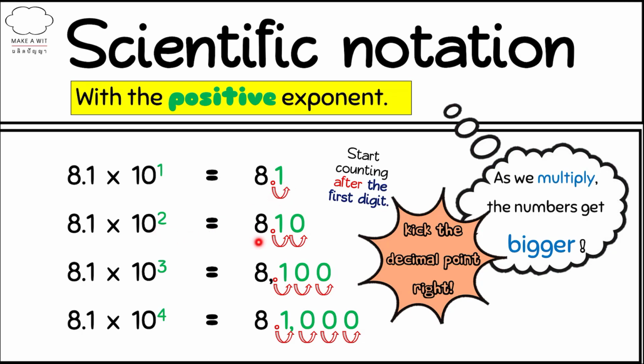You kick it 2 places. 1, 2. When you kick it, if you don't have the number to kick, you put 0. Same. 1, 2, 3. And then, 10 to the power of 4, you kick 4 places, right? But then, if you don't have the digit, you just put 0 after that. Easy, huh? So, as you can see, if the power gets bigger, then the number will be bigger too.